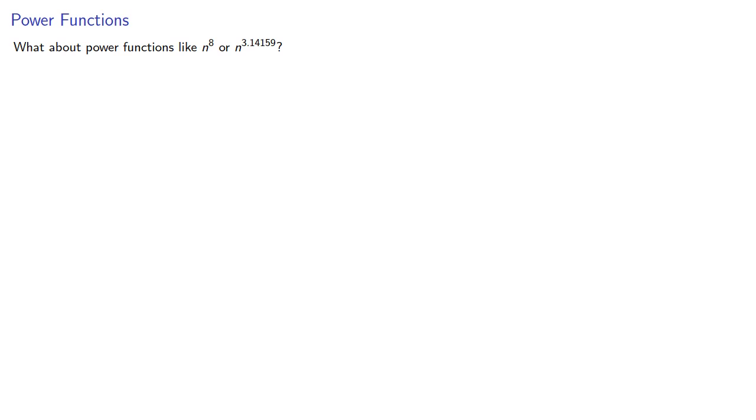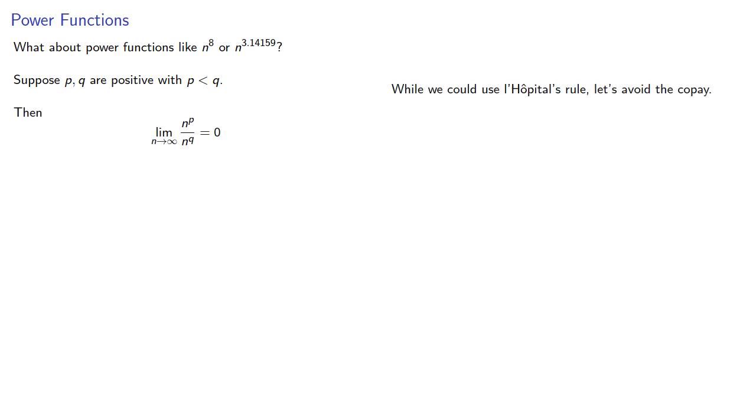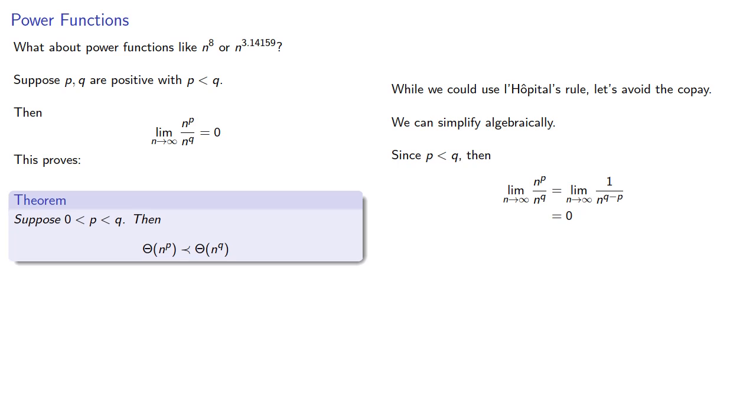What about power functions like n to the 8th or n to some decimal or fraction? So suppose p and q are positive with p less than q. Let's look at the limit as n goes to infinity of their quotient. While we could use L'Hopital's rule, let's avoid that because we can simplify algebraically. Since p is less than q, we can simplify our quotient as, and our quotient is going to go to 0. And so this proves that if p is less than q, then the order of n to the p is less than the order of n to the q.